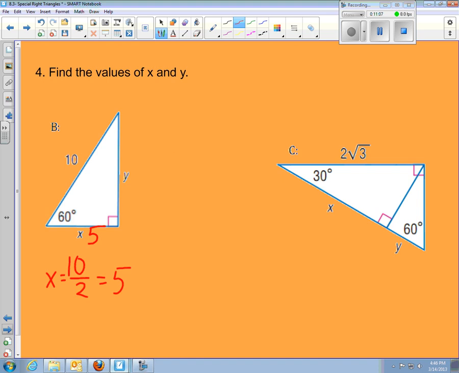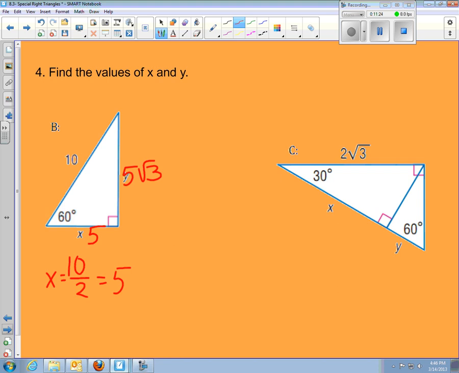All right, now we're given our short leg and our hypotenuse, and it's going to be easier for us to use the short leg to find the long leg. So take the short leg and multiply it by the square root of 3, and we get 5 square root of 3 for our long leg. So not a lot of work for that one. Go ahead and look at C.